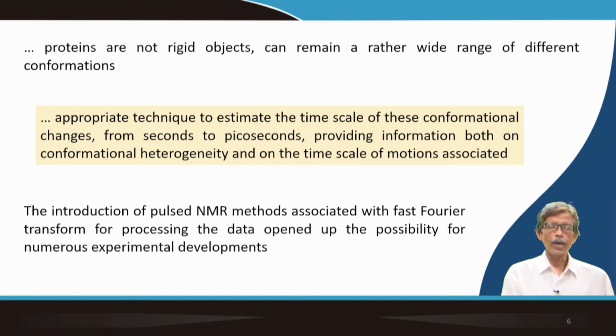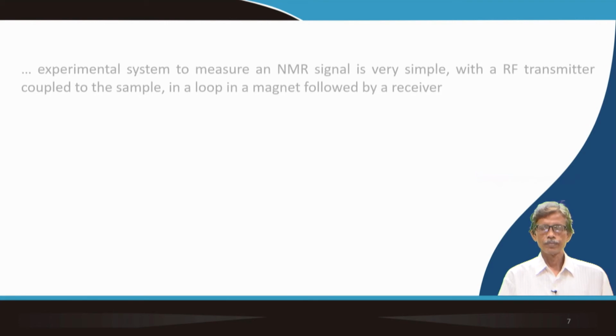So, at the higher level of this technique, there is the pulse technique with the fast Fourier transformation, because we need to have the data processing within a very short time scale. That has opened up the possibility of numerous other experimental developments. So, you can design and plan new experiments with biomolecules such that you can extract new and very useful information out of these studies.